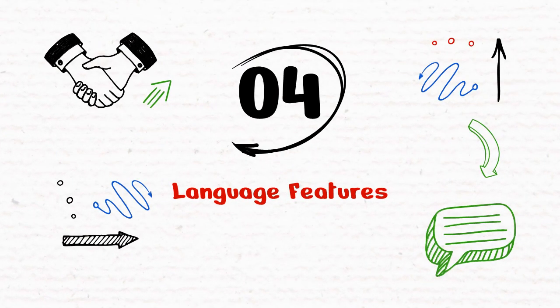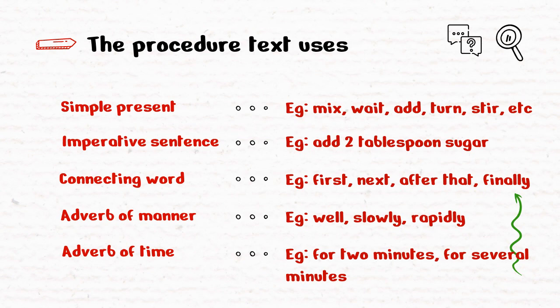And the last, we will talk about language features of procedure text. Here are some language features of procedure text. This text discusses facts about the making or use of something, so we need to use the simple present tense. And then, since we need to explain some steps, we have to use imperative sentences.